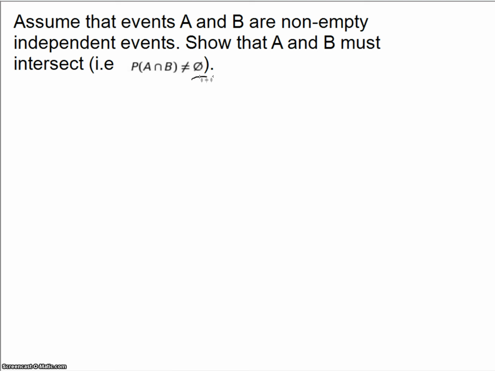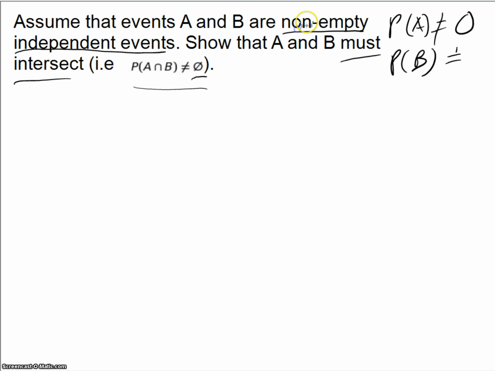We need to construct a proof or some sort of logical reasoned argument to demonstrate that if we assume that A and B are non-empty, and that they're independent, they have to intersect, as in this condition has to hold that they can't equal zero. Well, what does it mean to say that it's non-empty? Non-empty means that they have something in them. So the probability of A can't just be zero. It can't just be nothing, because then we're not really talking about an event at all. It has to be something. The probability of A cannot equal zero, just like the probability of B cannot equal zero.